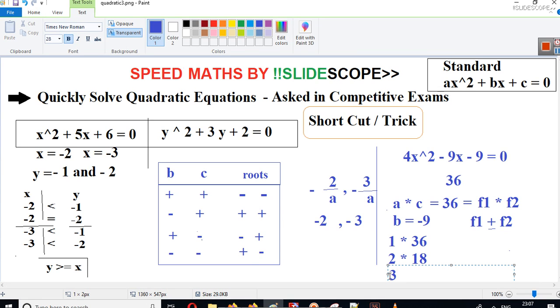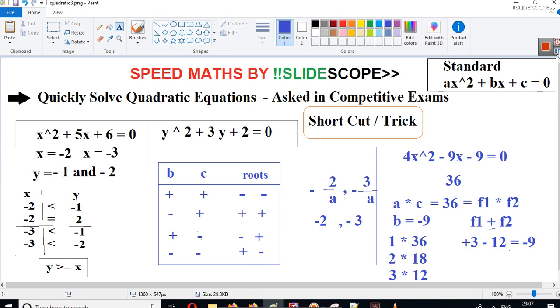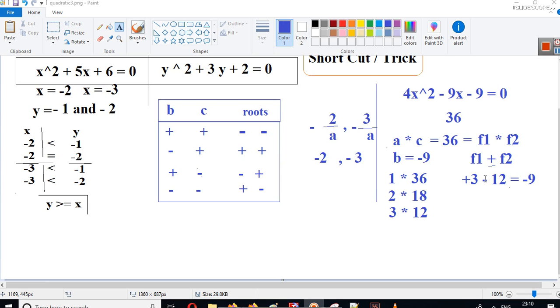So in case of 3, how many times 3 is 36? 12. Can 12 plus or minus 3, or 3 plus or minus 12, be minus 9? Obviously. So plus 3 minus 12, if you do this you will get minus 9. Now our two roots are plus 3 and minus 12 and things like that. You don't have to worry about the sign here, you just have to worry about the roots here.